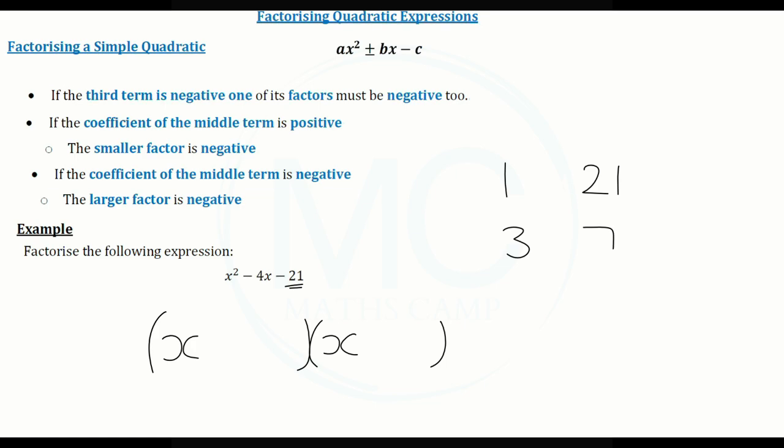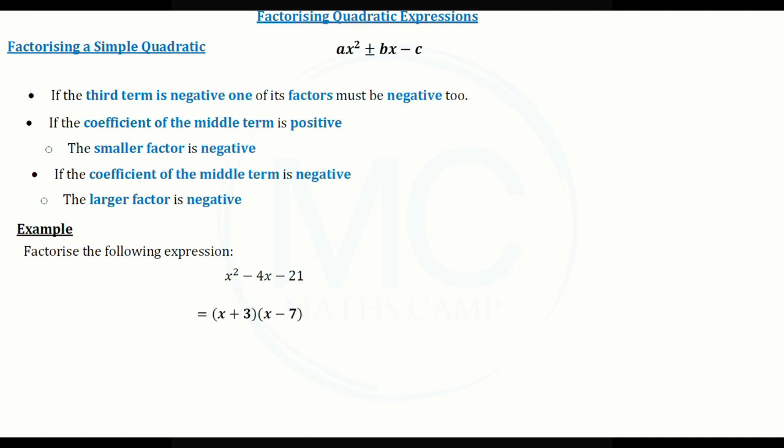Which is positive, which is negative? Let's look at our b value, which is the coefficient of x, which is negative 4. We have a negative b value, so the larger factor will be negative. So we're going to have positive 1 minus 21, which gives us negative 20. Positive 3 minus 7, which gives us negative 4. This is our b value. That means the constants within the bracket will be 3 and negative 7. And our bracket will look like this.